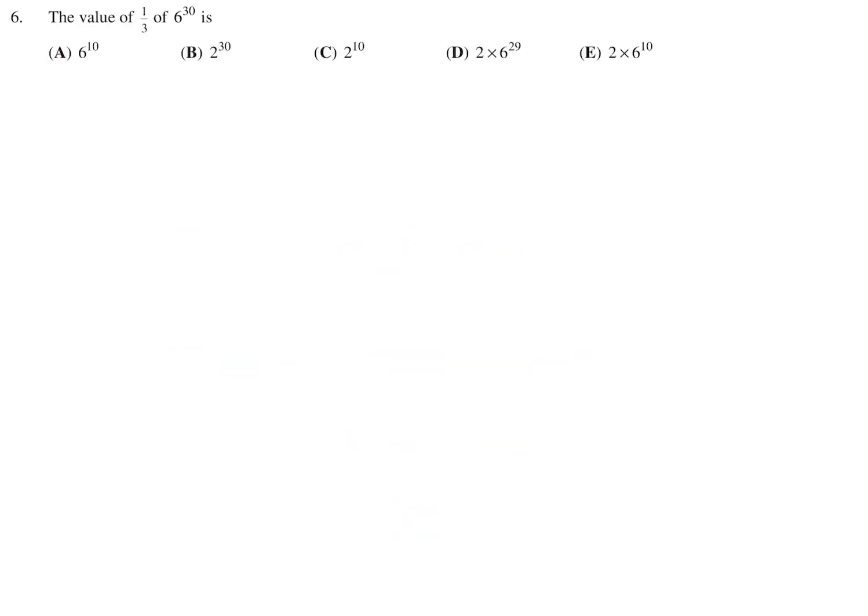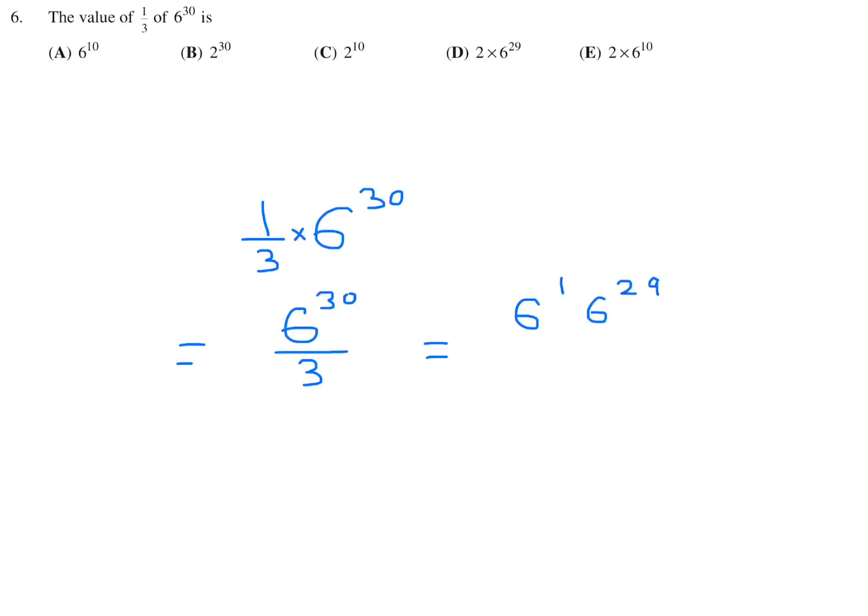1/3 of 6 to the power of 30 is. So we have 6 to the power of 30 times 1/3. Okay? Well, where do you go from here? We got 6 to the power of 30 over 3, and that's none of the answer choices. So we obviously have to manipulate this in some way. So I'll break it up into 6 to the power of 1 and 6 to the power of 29 over 3, and therefore 6 over 3 is equal to 2, and this becomes 2 times 6 to the power of 29. And that matches choice D.